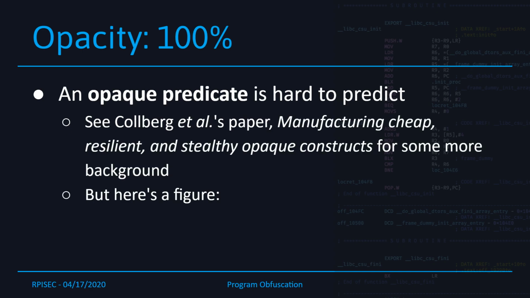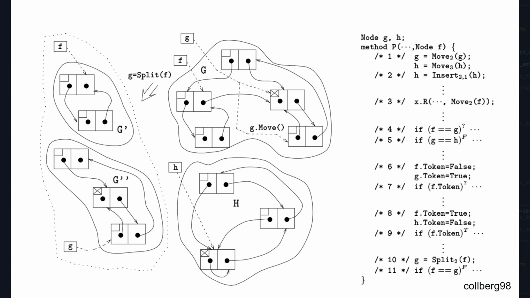And this is where opaque predicates come in. A predicate that's very difficult to understand and very difficult to predict. Now, the important thing is that it is easy for the creator of the predicate to understand, just not easy for somebody coming in and analyzing it later. Collberg et al. have a great paper from 1997 about all kinds of ways to make these constructs. Just as a sample of that, here is one such beautiful opaque predicate.